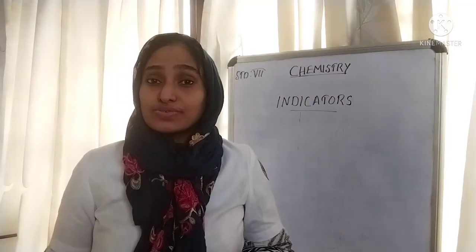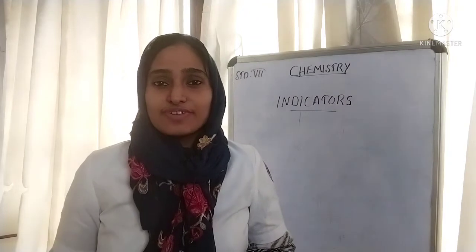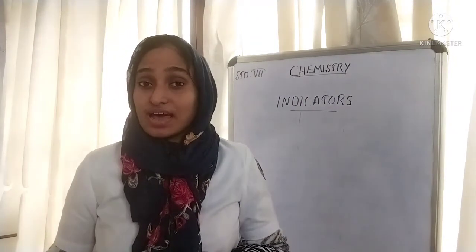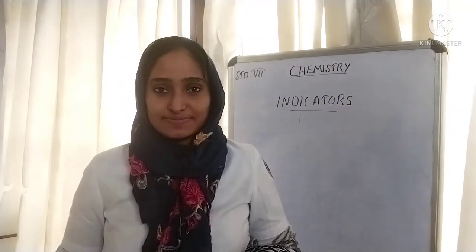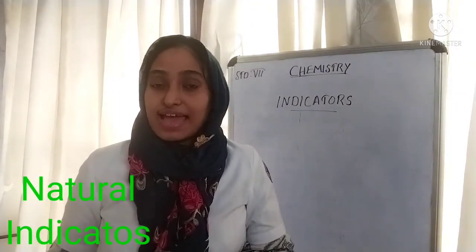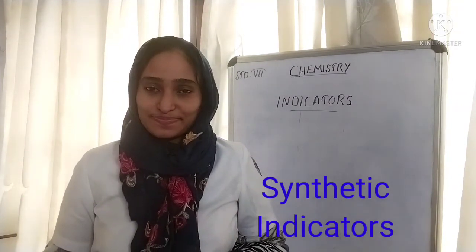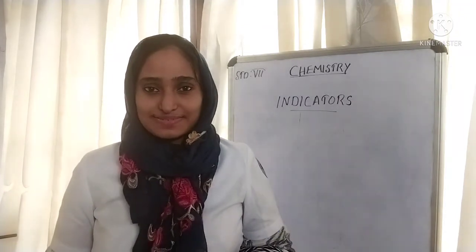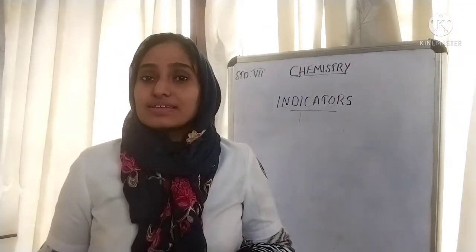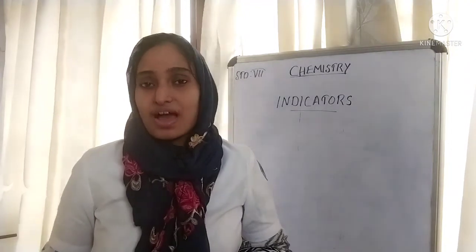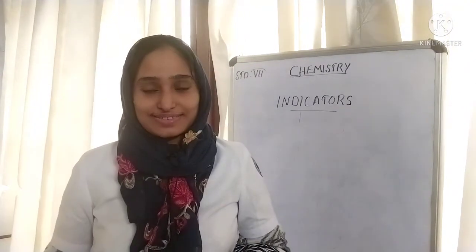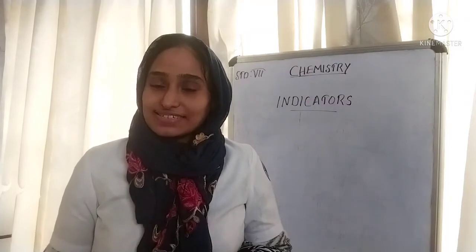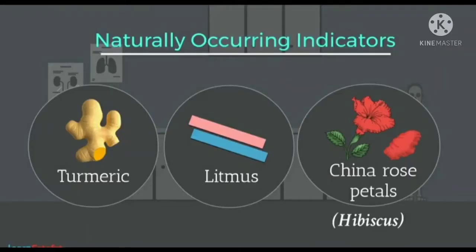Today we are going to learn about the types of indicators. There are two types of indicators: natural indicators and synthetic indicators. What are natural indicators? Indicators that are obtained from nature are called natural indicators. Let us discuss this in detail. Turmeric, litmus, and China rose petals are some of the naturally occurring indicators.